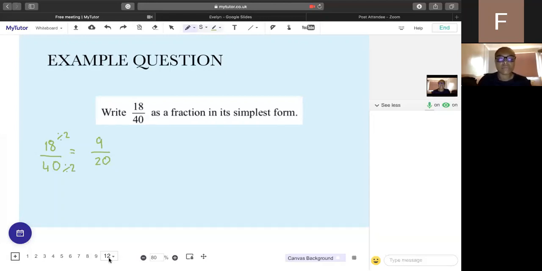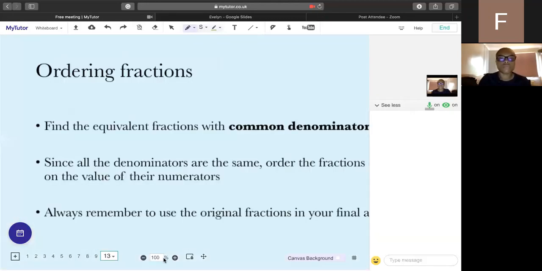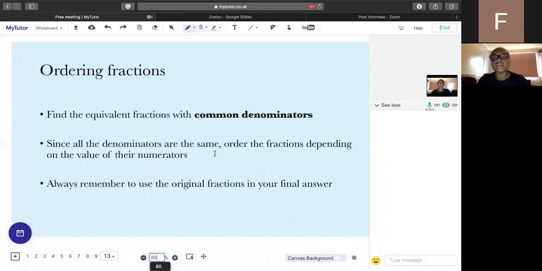So let's now move on to the next part of working with fractions, calculating fractions. So another thing which you have to know for your foundation GCSE is how to order fractions in terms of their values. So the first thing that you should do is find an equivalent fraction for each of the fractions that they give you, and with common denominators. So all that means is that each of your fractions or equivalent fractions that you find, they all have to have exactly the same denominator.